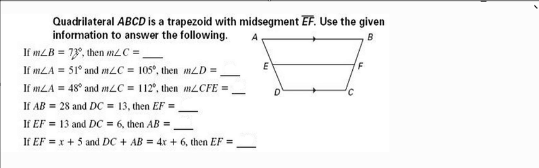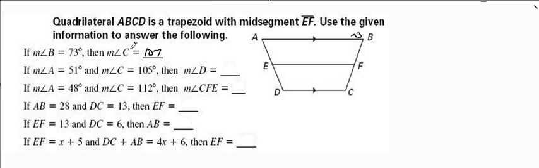For this first question, it says if angle B is 73, then what's the measure of angle C? Let's call that 73 for now. And then that is supplementary with angle C. 180 minus 73 gives us 107. So that would make this 107.